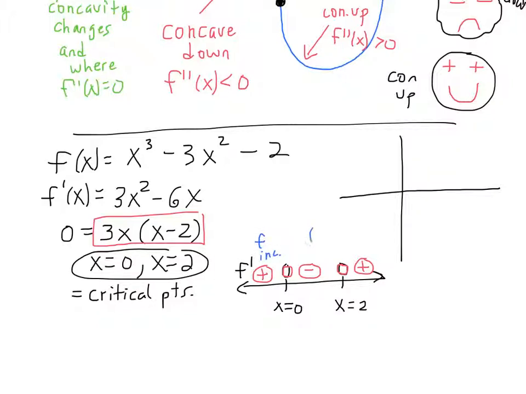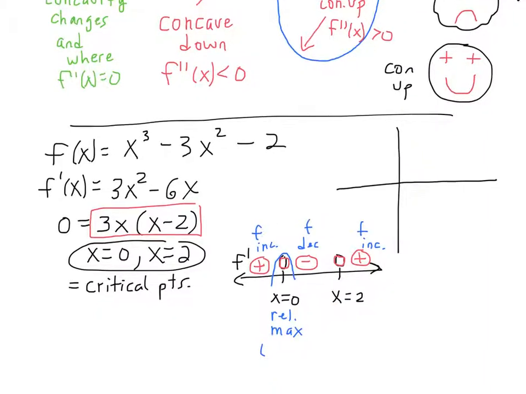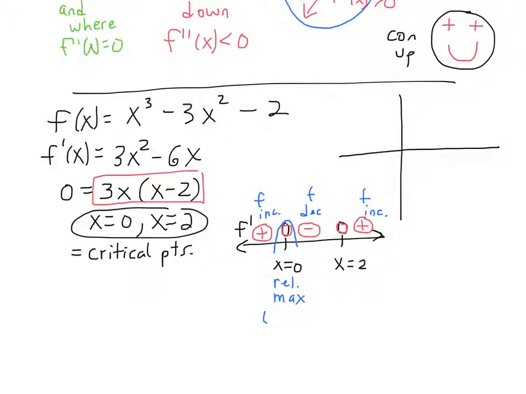The minus means that f is decreasing. And then again over here, increasing. So if I am going to be increasing and then decreasing, at this point right here, I have a relative max. Now if I were to plug 0 into my original function, I get 0, -2. So those are the coordinates for my relative max.